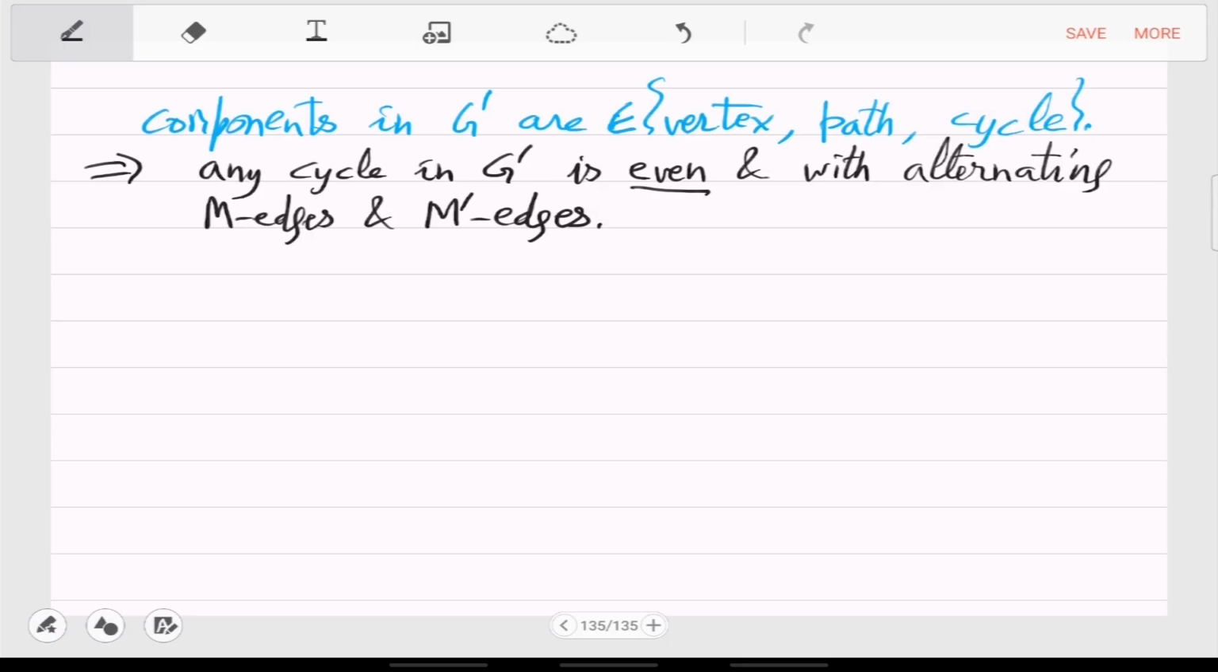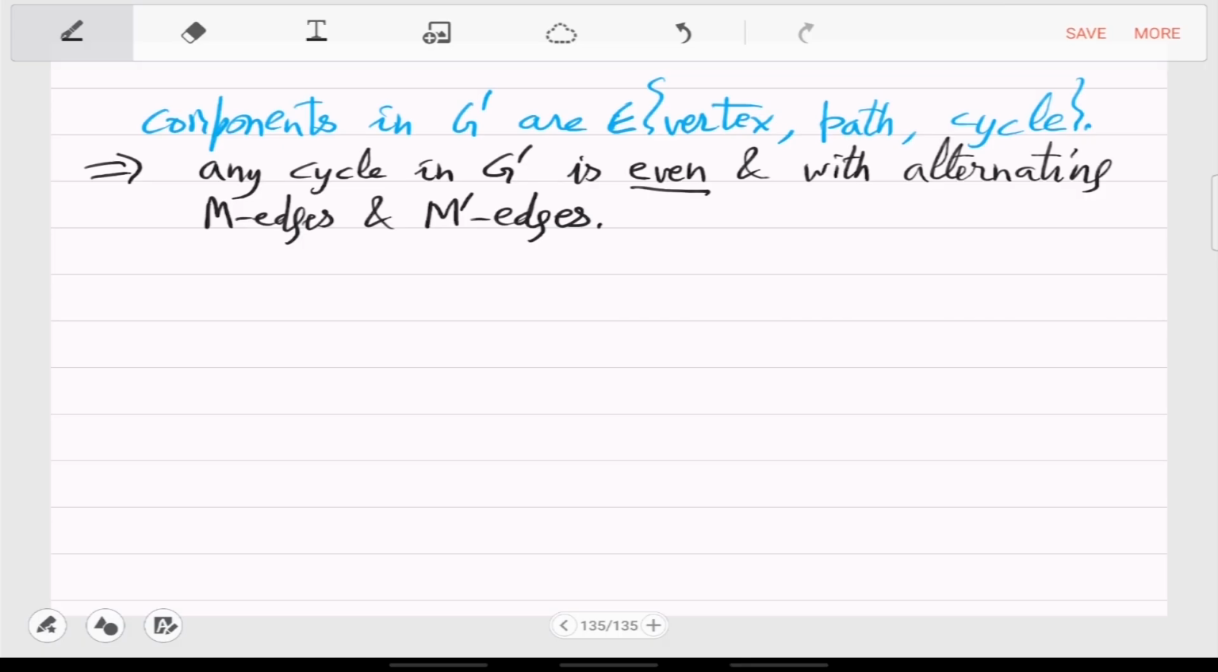So well, the easy thing is that in a cycle the edges have to alternate between M and M prime, because if after an M edge you again get an M edge, then that will contradict that M is a matching, right? Because no two edges can have a common vertex. So M and M prime alternate in this cycle.